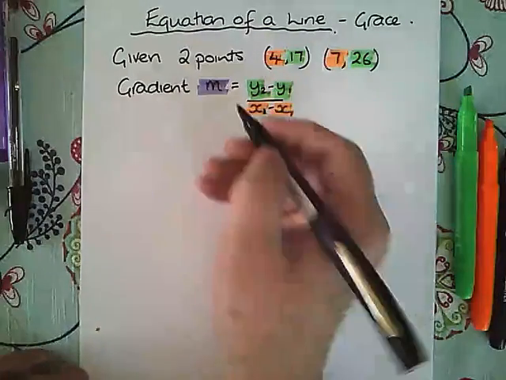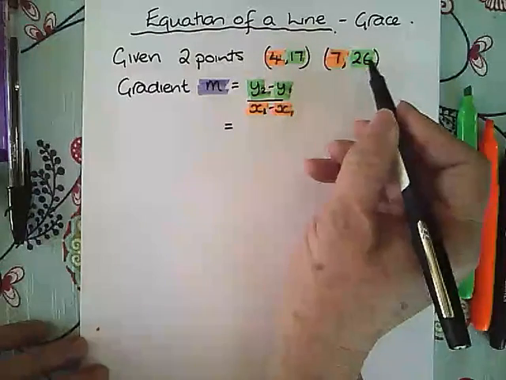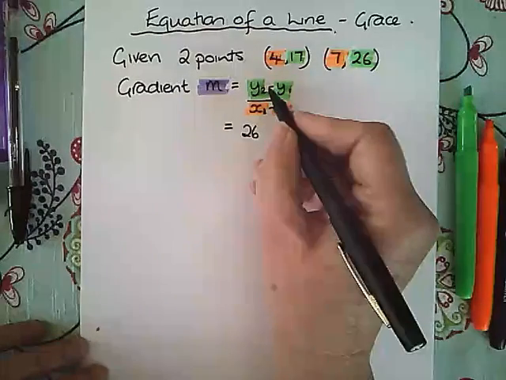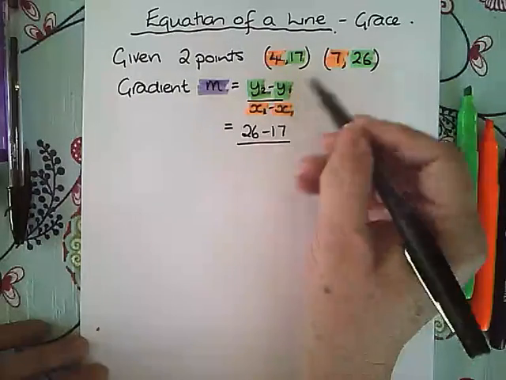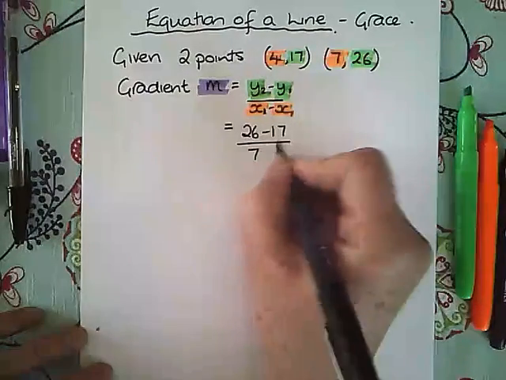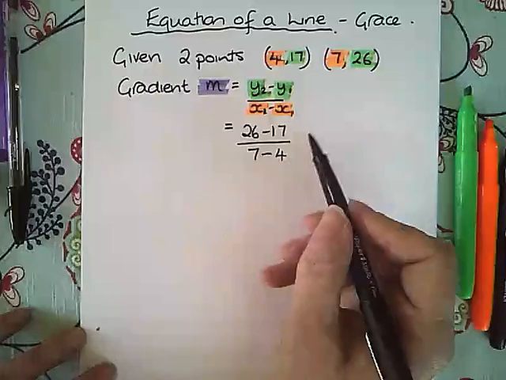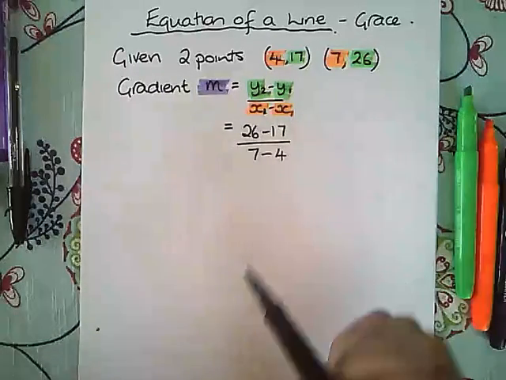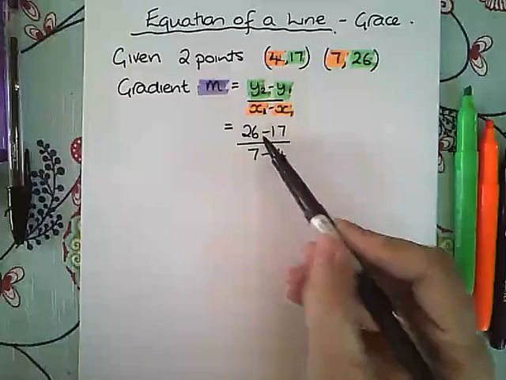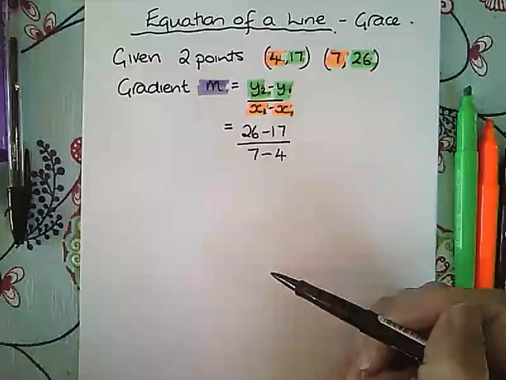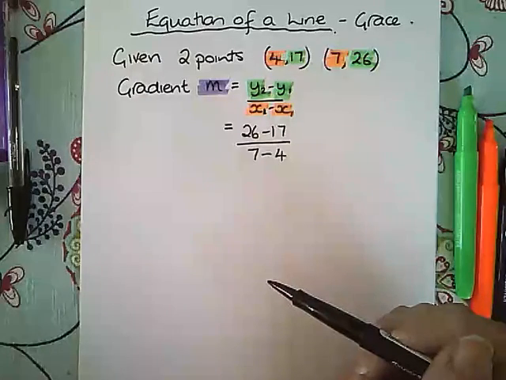Okay, so let's substitute these values in. y2, the second point's y coordinate, is 26, take away y1, which is 17, all divided by x2, the second x coordinate, which is 7, take away 4, the first x coordinate. I suggest that you write it out in its entirety, because if any of your coordinates have negative signs, then you could have a minus situation, and if you've written it out fully, you'll be able to identify that immediately and deal with the signs accordingly.